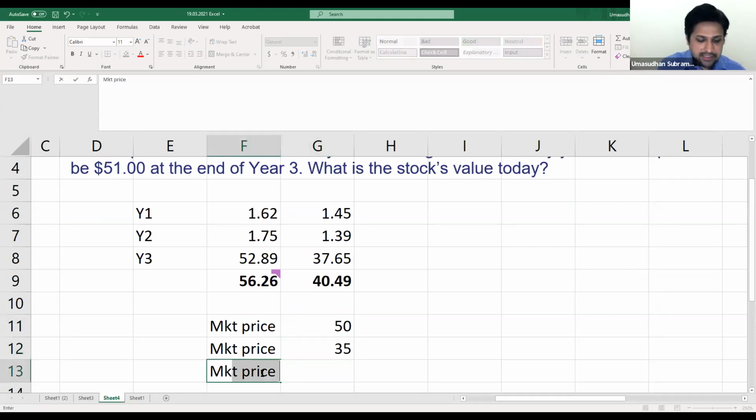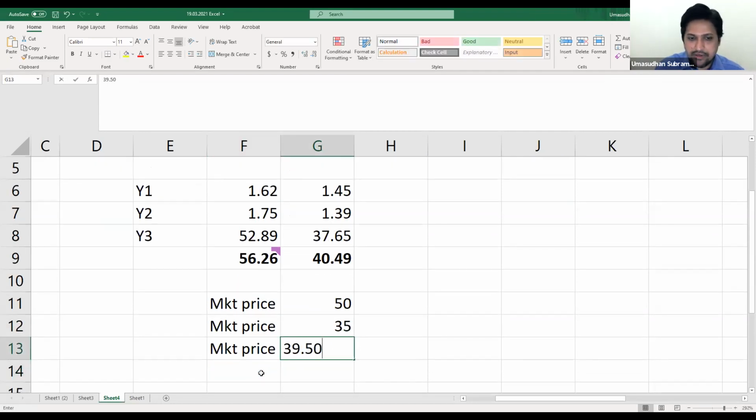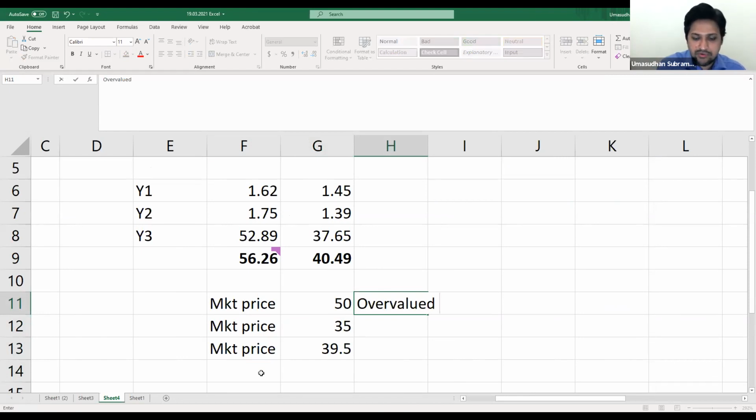If the market price is 39.5, what do you do? If the market price is 50, is it overvalued or undervalued? What do you think about it? If the market price is 50, yes, it's overvalued. It's overvalued, sell short.